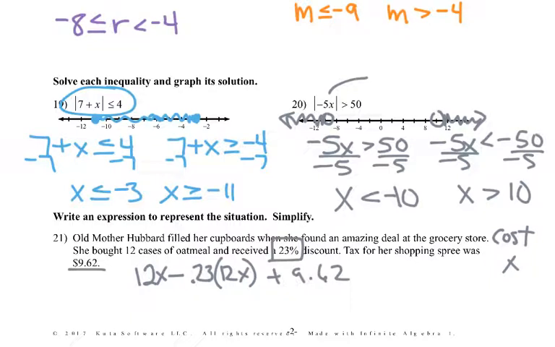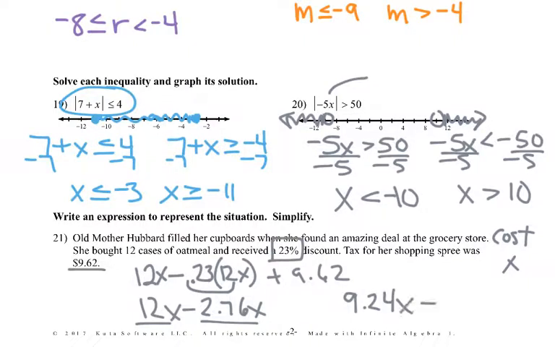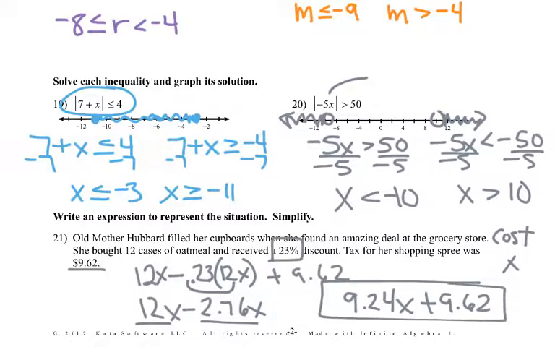Okay, so to simplify, I can multiply those together. So 0.23 times 12 gives us $2.76, which I can then subtract because they both have x's. So I can go 12 minus $2.76. I get $9.24 times x, then add my tax, and there's my simplified expression.